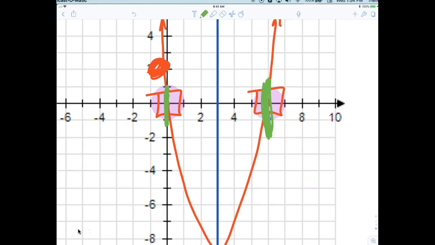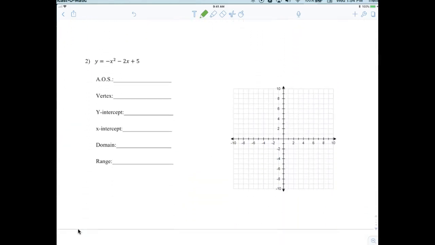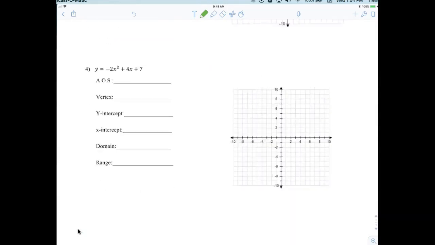Now look, everybody in here now should be able to find the vertex, and they should be able to find the zeros using the calculator. Does everybody hear me? All right. So now what we're going to do is go down and do the next problem. All right. Question number 2.